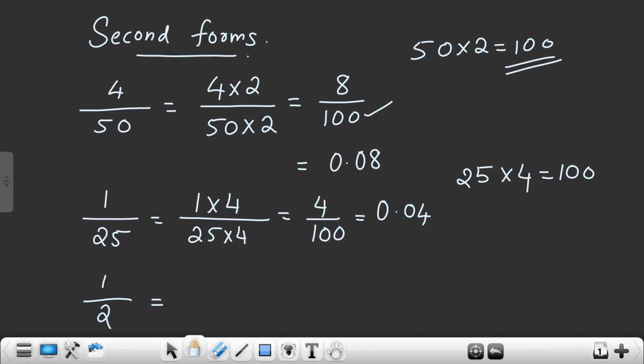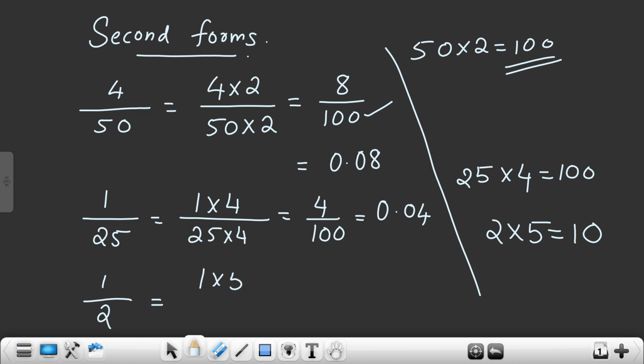Next 1 by 2. We know that 2 into 5 is equal to 10. Ten is a power of 10. So to convert 2 into 10, multiply by 5. So 5 by 10. So the corresponding decimal form is 0.5.